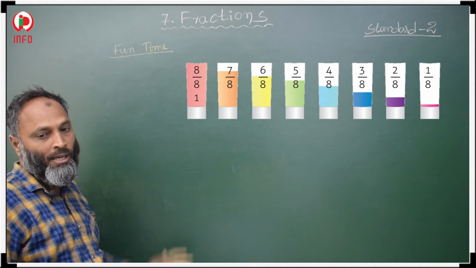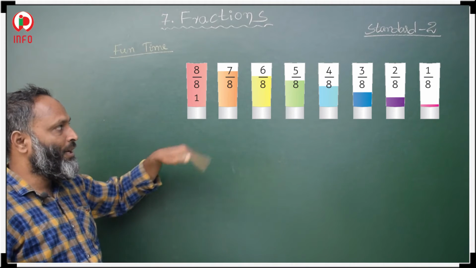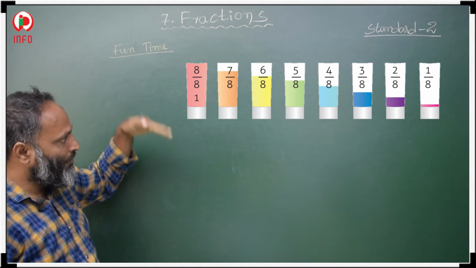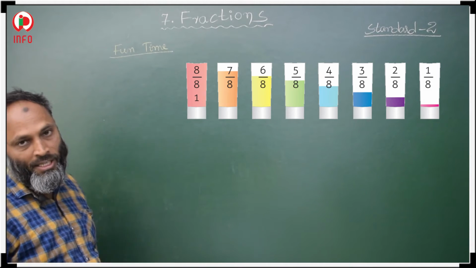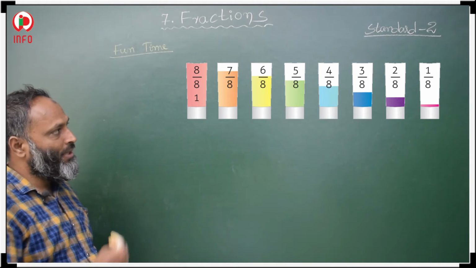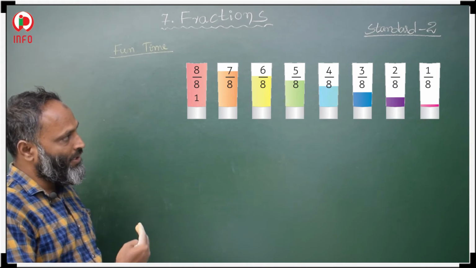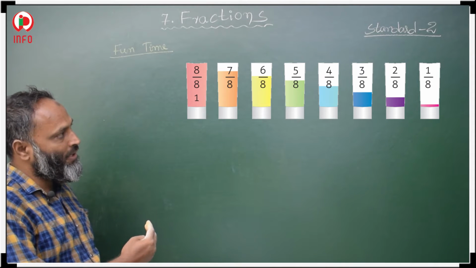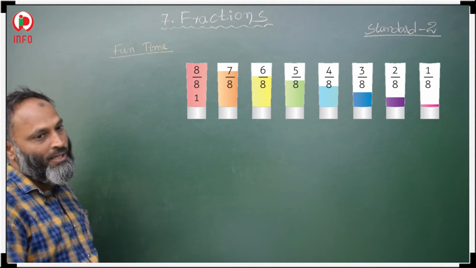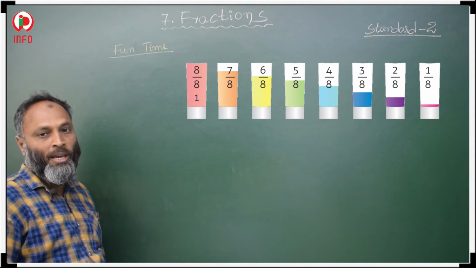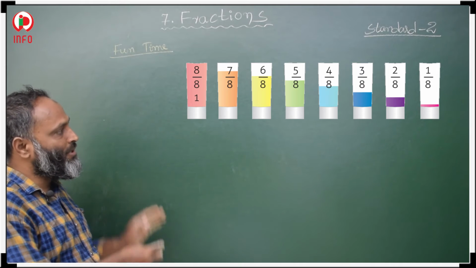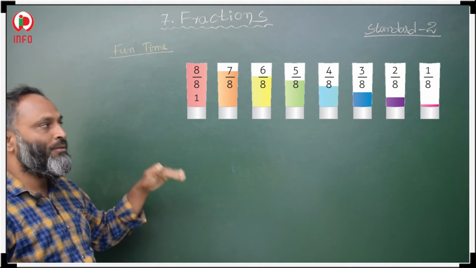In the next cream again we decrease 1. The level of the face cream decreases, one part we are using, that is 5 by 8. The next one is 4 by 8. The next one is 3 by 8. The next one is 2 by 8. The next one is 1 by 8. Okay, like this, for the total 8 creams, the fraction of how much they used is given.